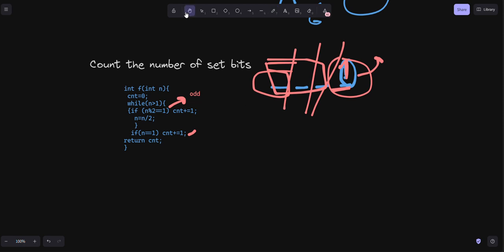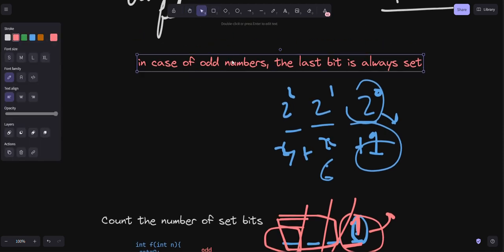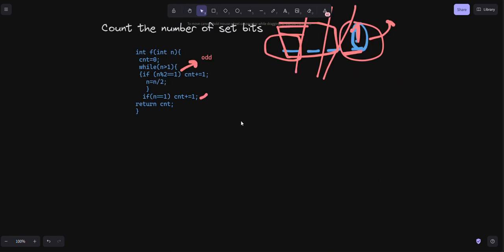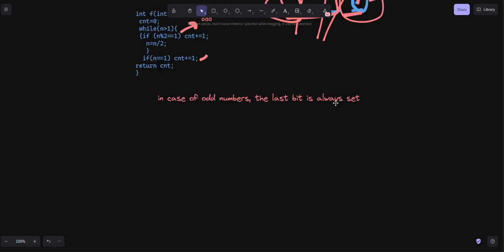So that's one conclusion of it, right? In the case of an odd number, the last bit is always set. You can also add that here, right? That is one of the conclusions that we are using right now.